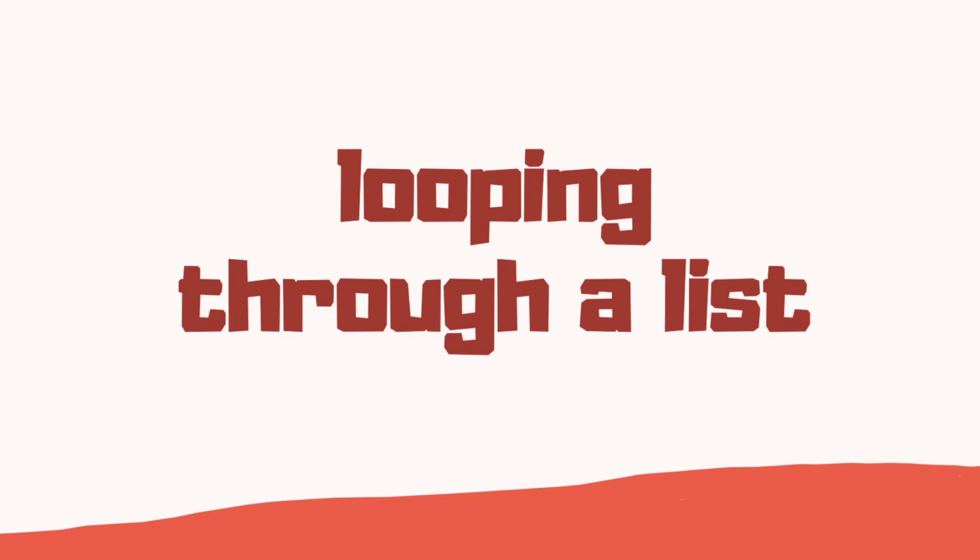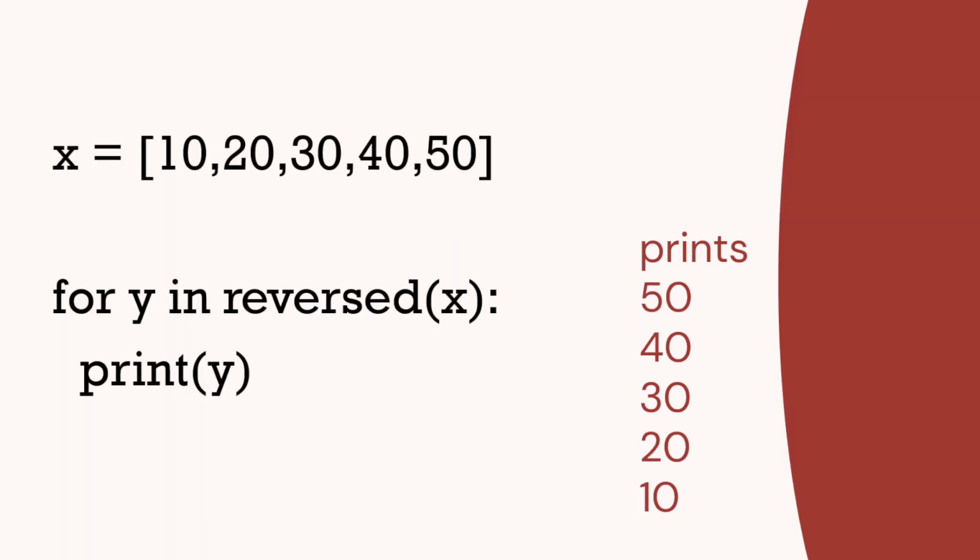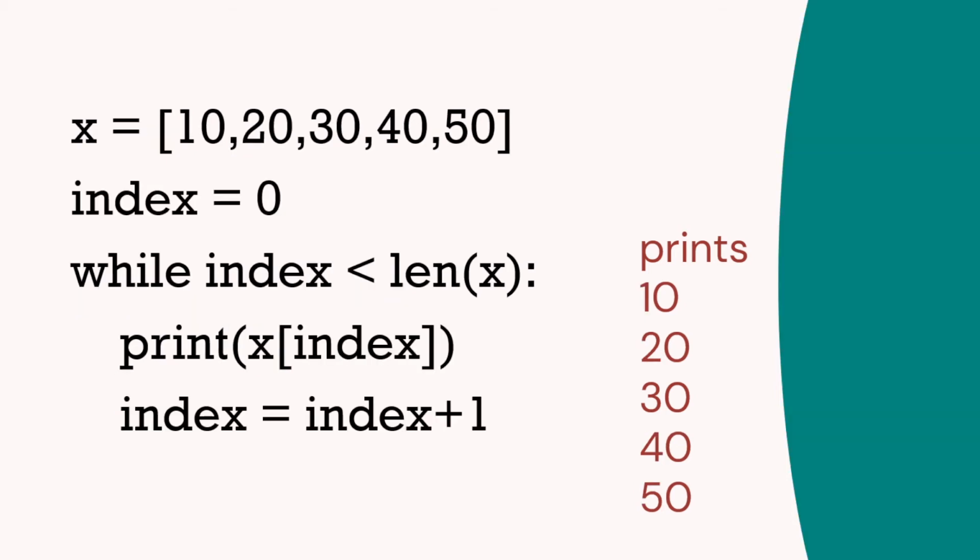Now let's see how we loop through a list. So we've got the same list and we're going to go through it using a for loop. We can just use any variable. Here we've used Y. For Y in X, print Y, and then it prints each element on a different line, 10, 20, 30, 40, 50. We could do the same with reversed. So the list is in brackets behind the keyword reversed in a for loop, prints 50 down to 10.